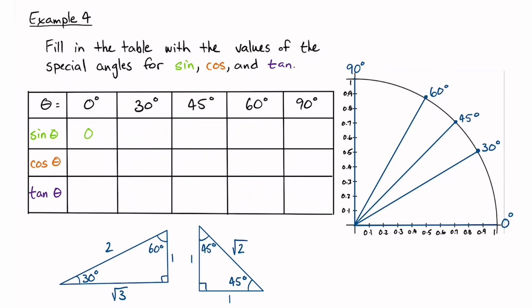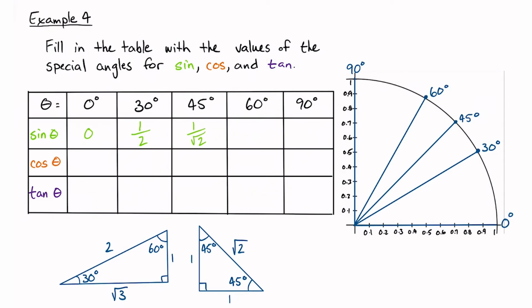Let's try sine 30 degrees. Well, for that, we need to look down into our special triangle, our 30, 60, 90 triangle, and we know sine is opposite over hypotenuse. So opposite of the 30 degrees is 1, and our hypotenuse is 2. So sine 30 is equal to 1/2. Let's move on to 45 degrees. Sine 45, we'll look in our second triangle here. Again, sine is opposite over hypotenuse, and our opposite is 1, and our hypotenuse is square root 2.